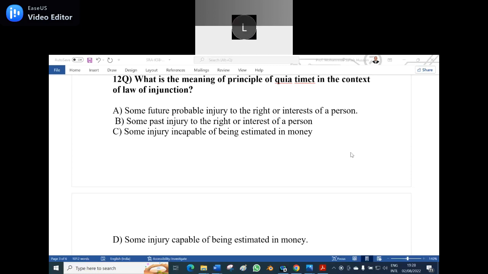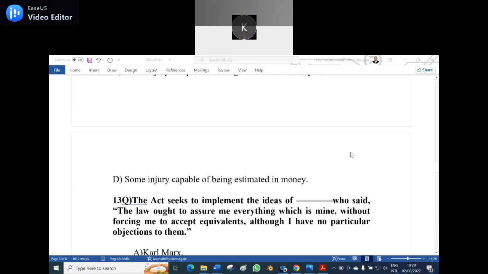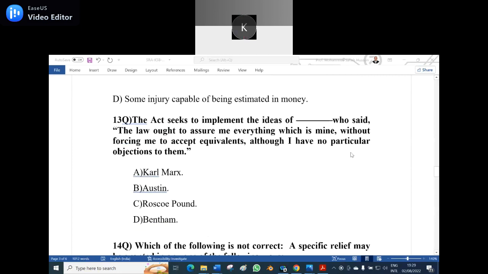Option A. Option A is the right answer. Some future probable injury interest of a person. That is the principle of quia timet.